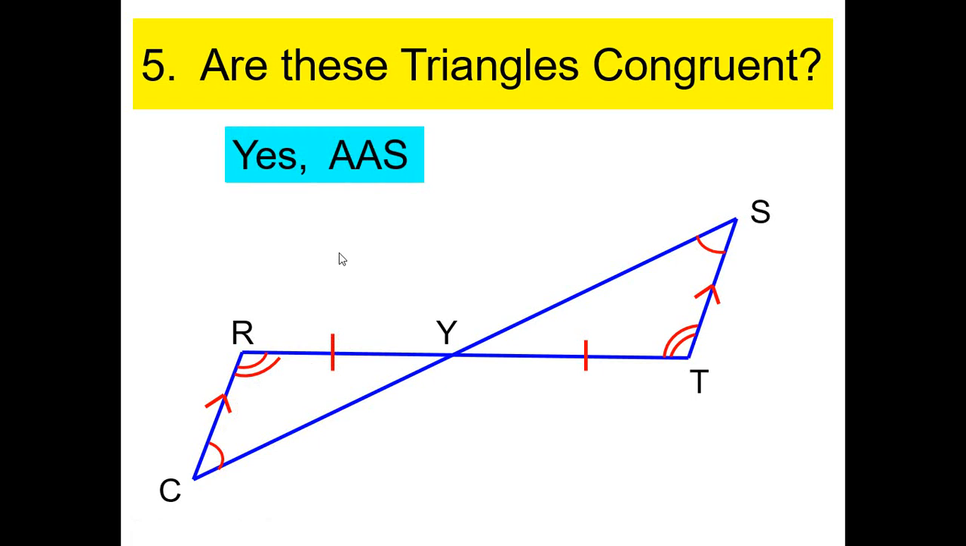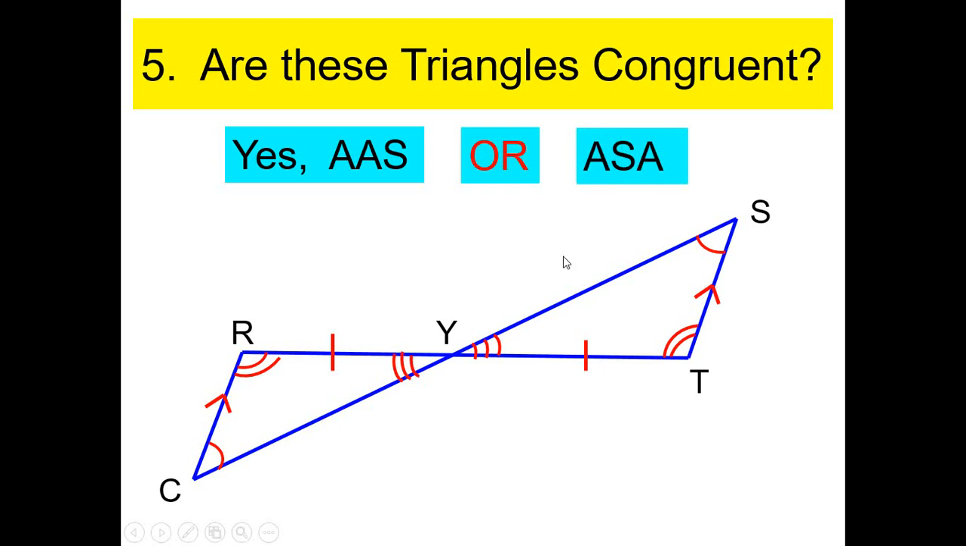But isn't there something else I could mark? Do you remember what these angles are right here and right here? If you have intersecting lines and these are opposite angles, what are they called? Vertical angles, that's right. So you can put vertical angles here as well. And this not only is angle, angle, side, but it's angle, side, angle. So this is angle, side, angle, or angle, angle, side, whichever.